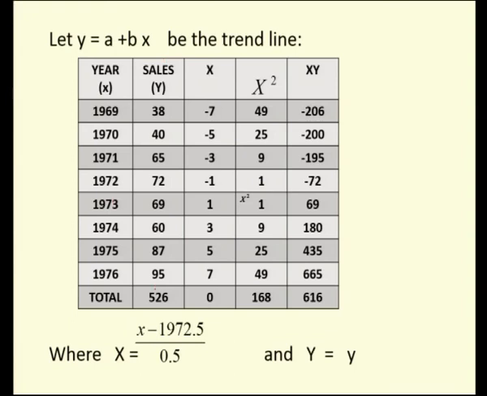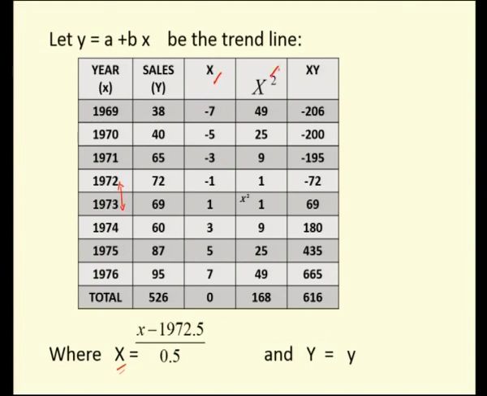Now, with the year you cannot do the calculation, so you have to shift the origin. Here, see how many observations there are: 1, 2, 3, 4, 5, 6, 7 and 8. If you want to fix the origin, you take the middle value, which is 1972.5, and you find the width is around 0.5. Hence, I have fixed x as x minus 1972.5 divided by 0.5. So, my new year becomes minus 7, minus 5, minus 3, minus 1, 1, 3, 5, 7.